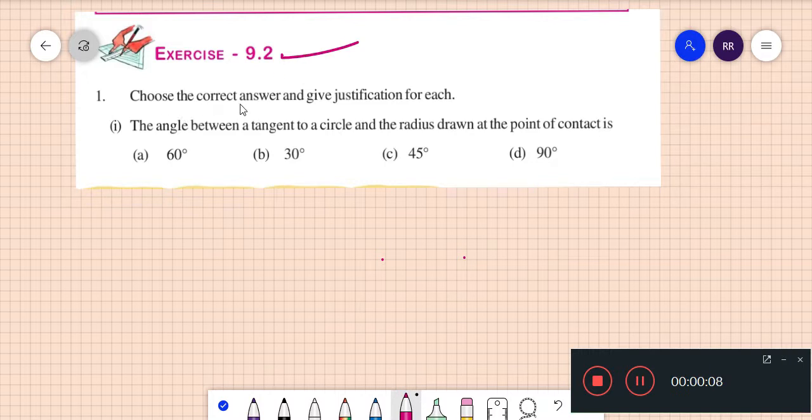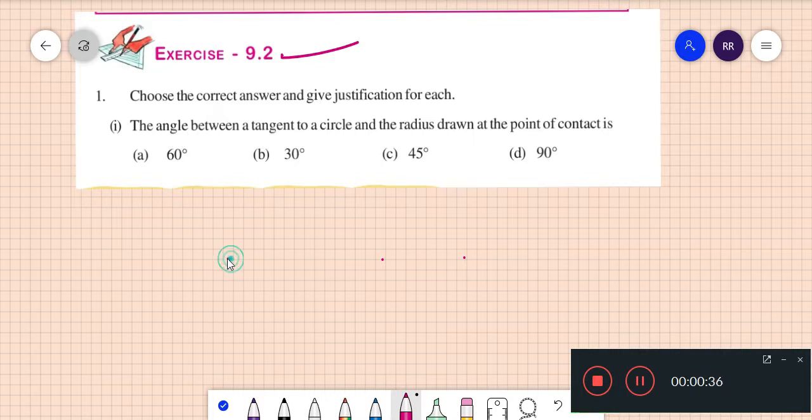Okay children, choose the correct answer and give justification for each. In the first question: the angle between a tangent to a circle and the radius drawn at the point of contact is A 60 degrees, B 30 degrees, C 45 degrees, D 90 degrees. Which one is correct? Look here, the angle between the tangent to a circle.